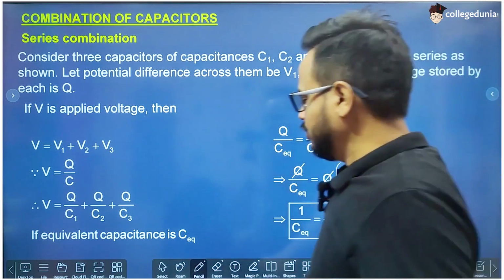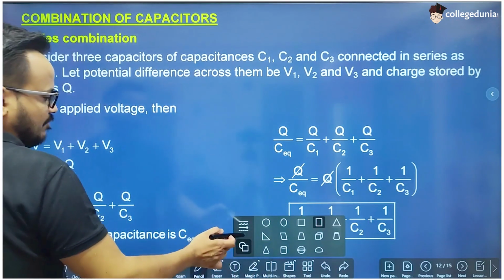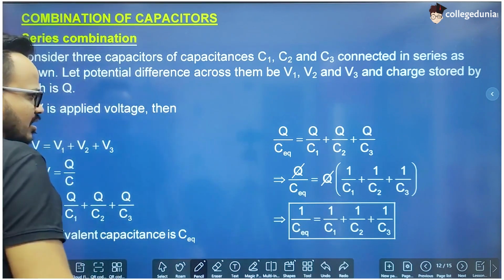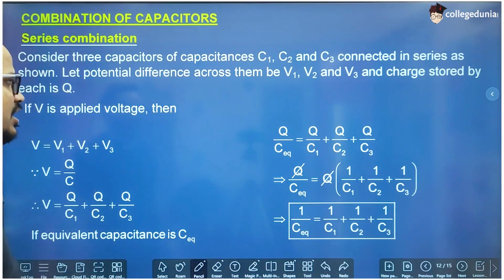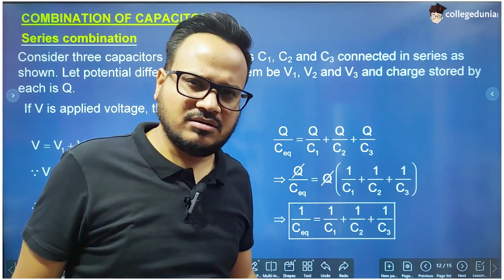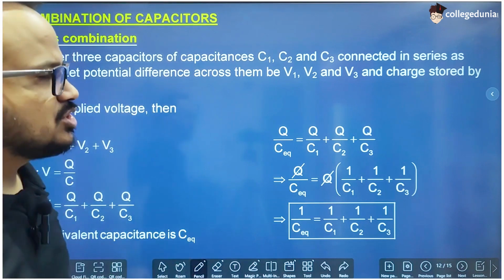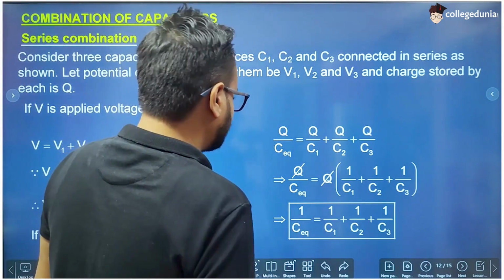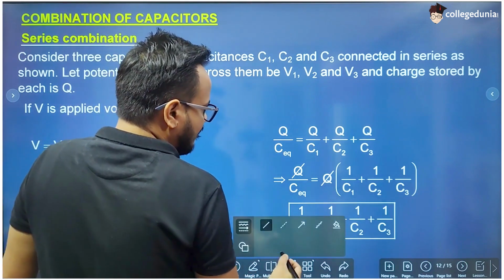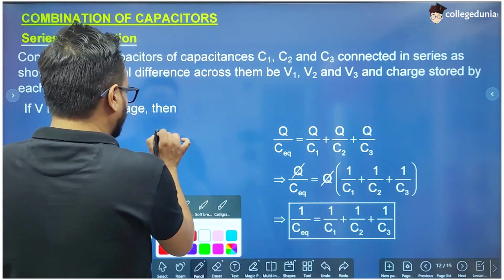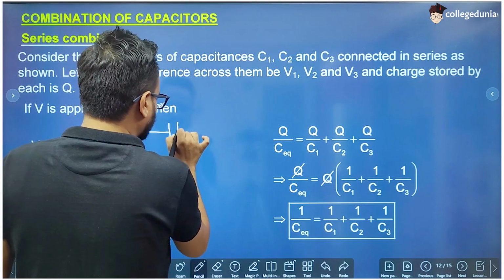Combination of capacitors. Combination of capacitors means if we do not have a single capacitor of the capacity that we need, we will connect the capacitors in series and parallel, exactly equivalent to the combination of resistors that you have studied in class 10th. Now let us say we have connected 3 capacitors in series.